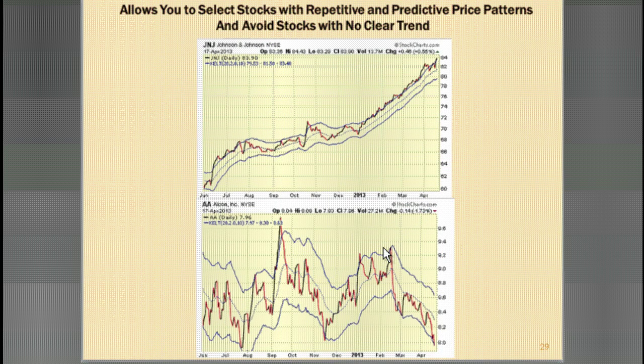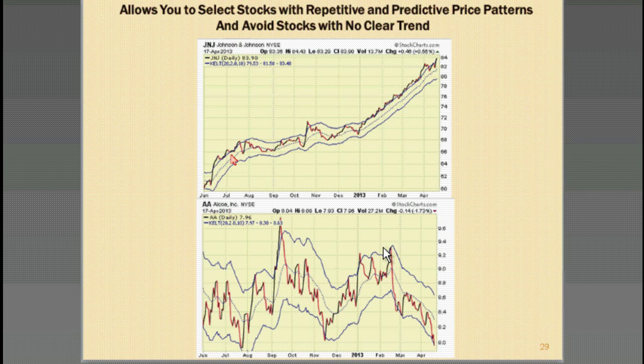Now, here's an example of another way to use these Keltner channels. You want to just focus on the stocks that have a repetitive and predictive price pattern. The top chart is a price chart of Johnson & Johnson. The lower price chart is a price chart of Alcoa. And we have the Keltner channels on both of these price charts.